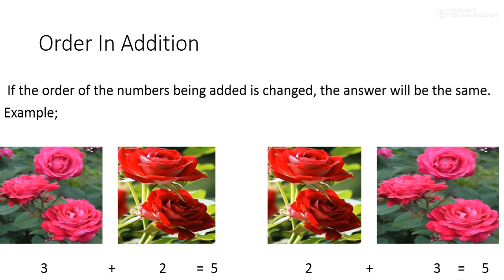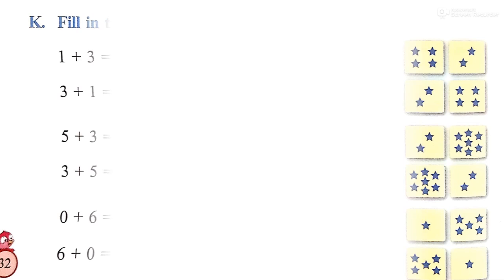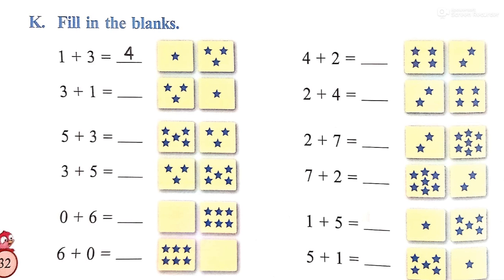So here also the answer is 5. Here also the answer is 5. So the answer will be the same. Only the order will be different. Here also different. Here also different. So this is order in addition.